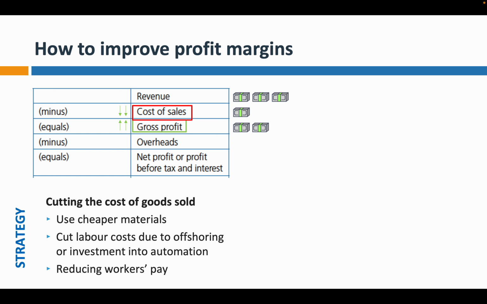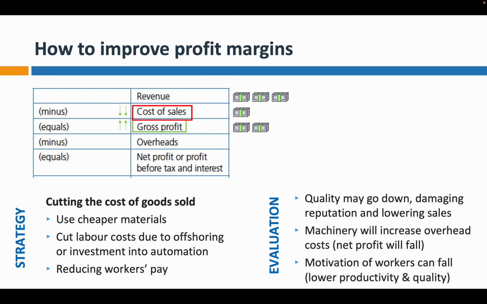Now, obviously, the question is, with these examples, is this strategy always going to be a good option for the business? Well, it depends on the business. So we always need to evaluate the strategy. So what can happen if we use cheaper materials? Well, one disadvantage is that the quality may go down.